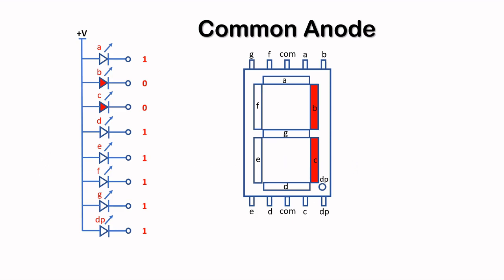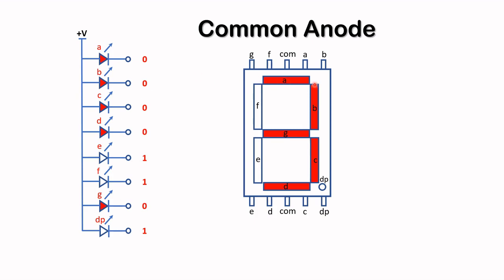I'm going to focus on the common anode because this is the display that's being used in the EdSim51. So if you want to display the digit 1 or numeric value 1, you need to switch on segment B and segment C. Because it's common anode, you need to supply a logic zero to the cathode of segment B and segment C, and you will get digit 1 on the display. The rest you supply a logic 1, and that will switch all these LEDs off.